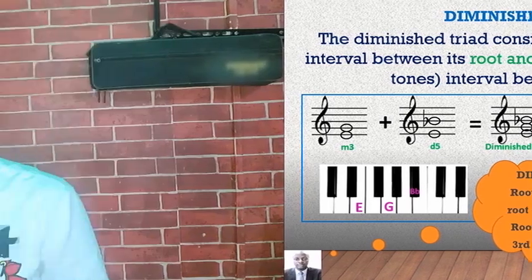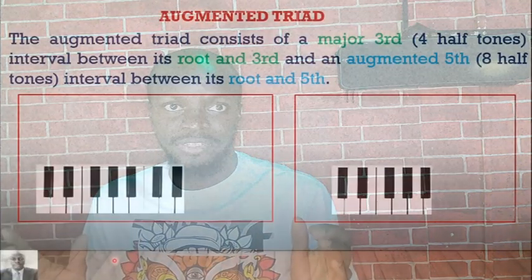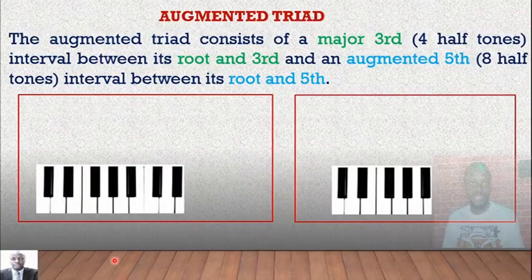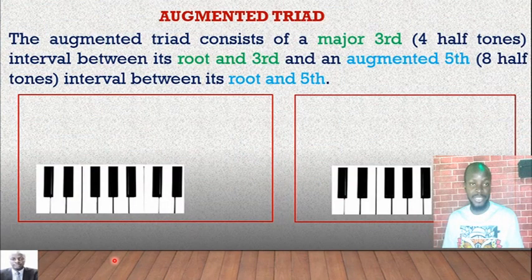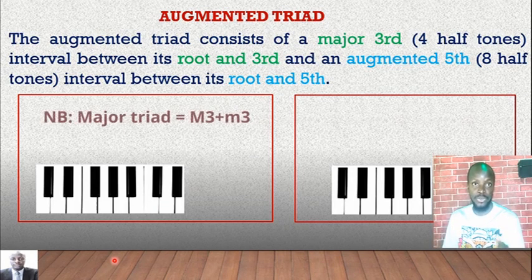Okay. The augmented triad. Augment means to expand, to increase, to enlarge. Augmented interval has to do with enlargements in the pitches that make up the triad. Alright, an augmented triad consists of a major third between the root and the third, and an augmented fifth between the root and the fifth, right? So that is an augmented triad.